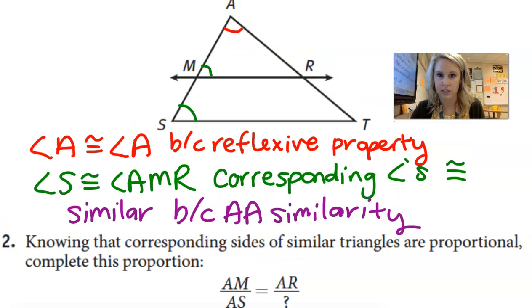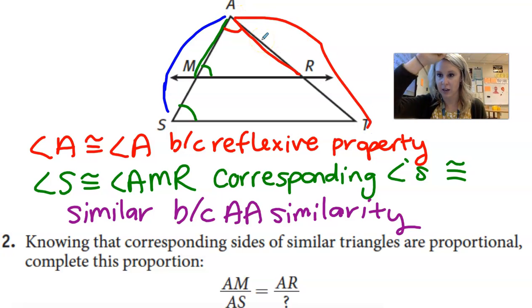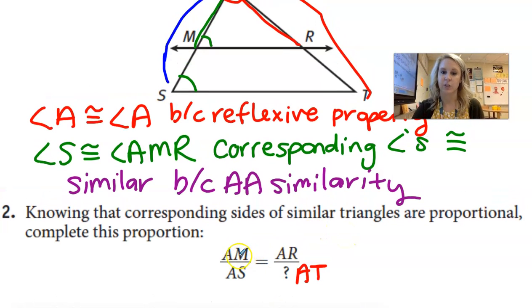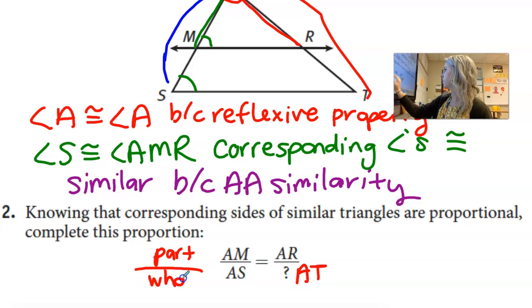So let's color code this. It says AM, which is up here in green, over AS. Now notice AS is the whole thing. So I have part over whole equals AR, which is my other part, over the whole, which is A to T. Okay? So it kind of helps you out if you ask yourself part over whole equals part over whole. I'm going to go ahead and write that. Part over whole.